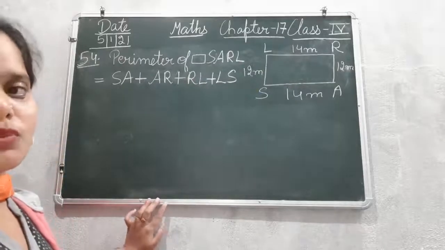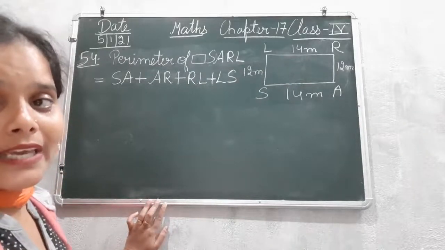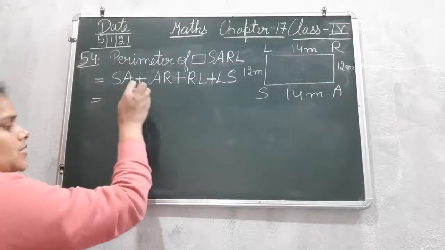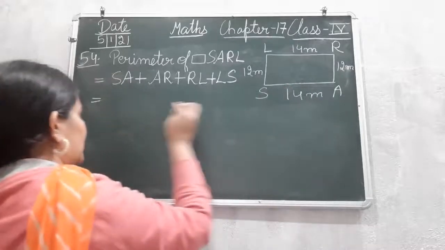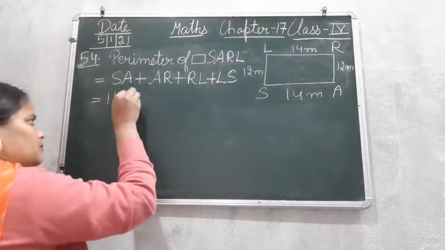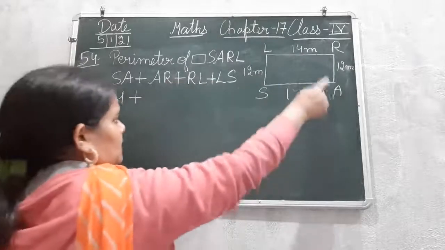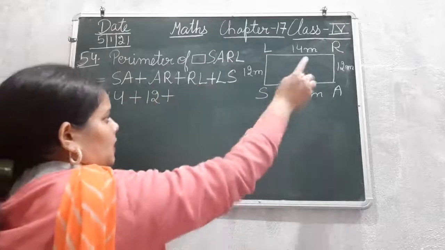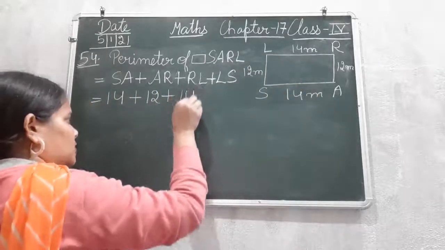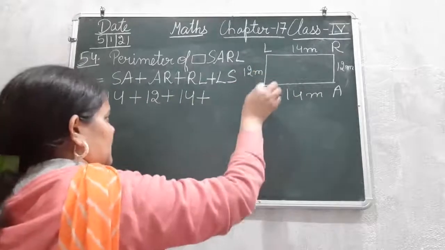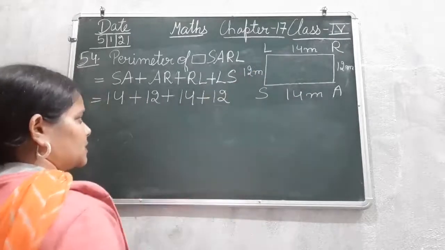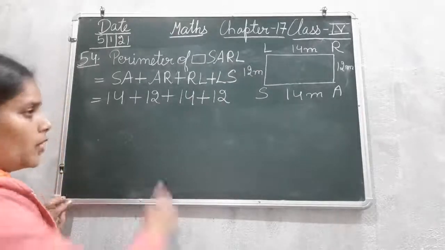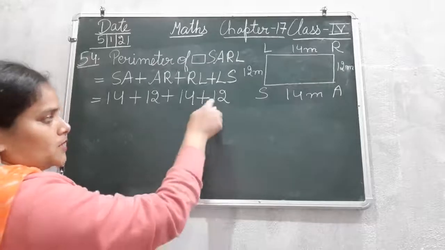The next step is we will write its measurement. So let's write its measurement. What is the measurement of SA? SA is 14 meter, AR is 12 meter, RL is again 14 meter, and LS again 12 meter. So these are the four sides of the given rectangle, that is 14 meter, 12 meter, 14 meter and 12 meter.